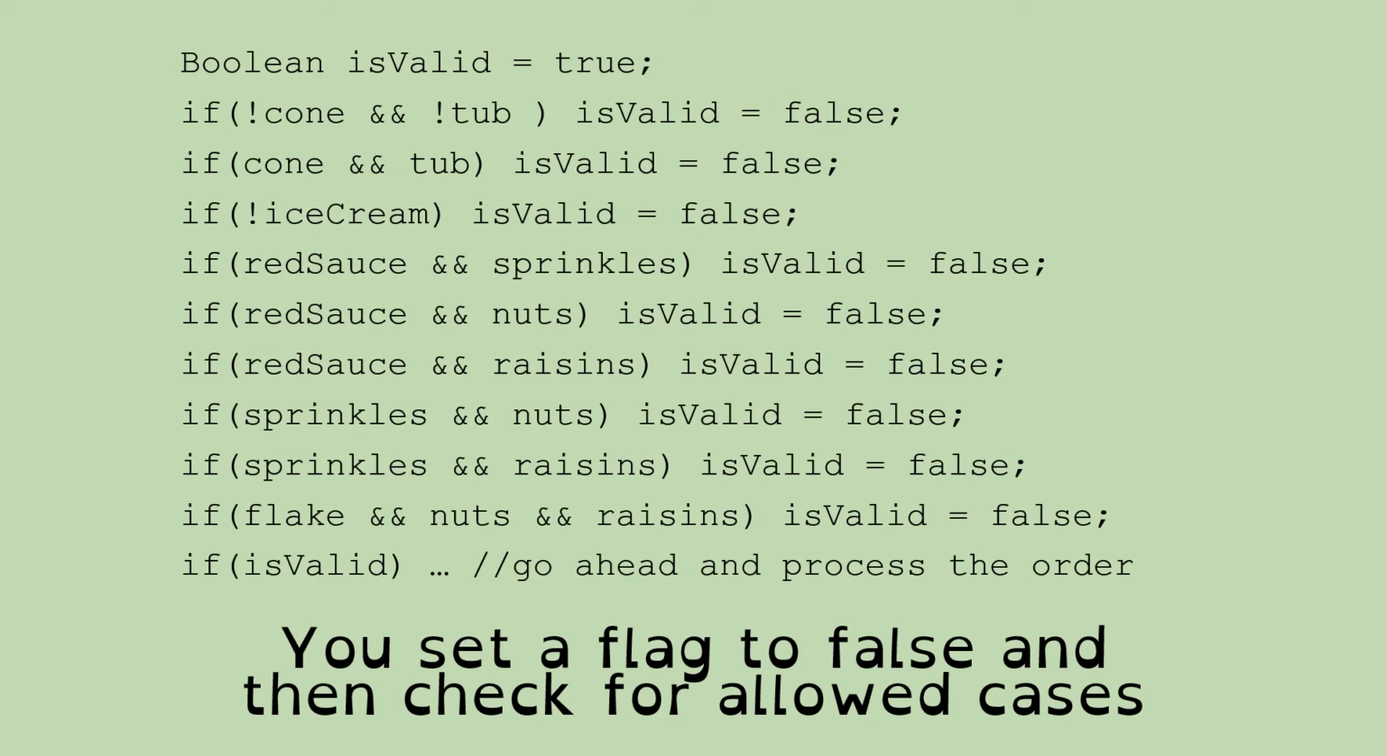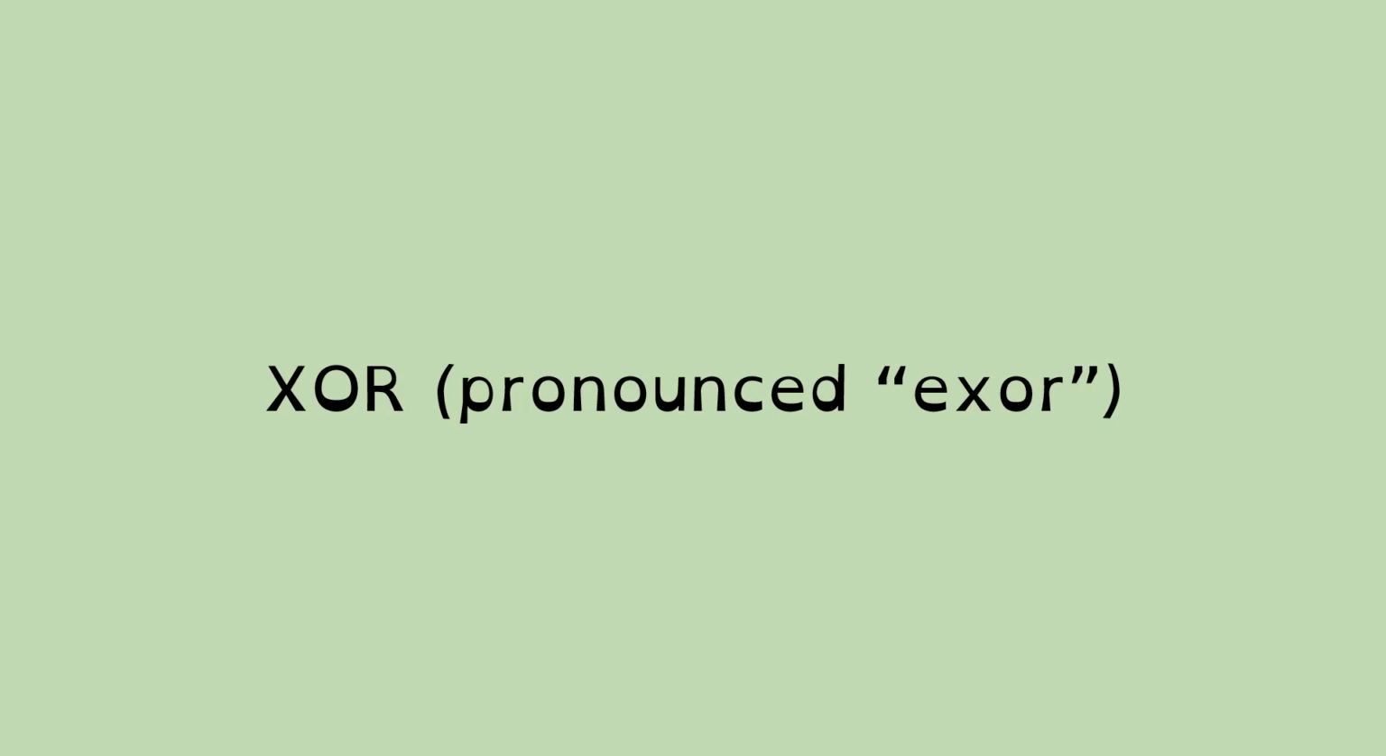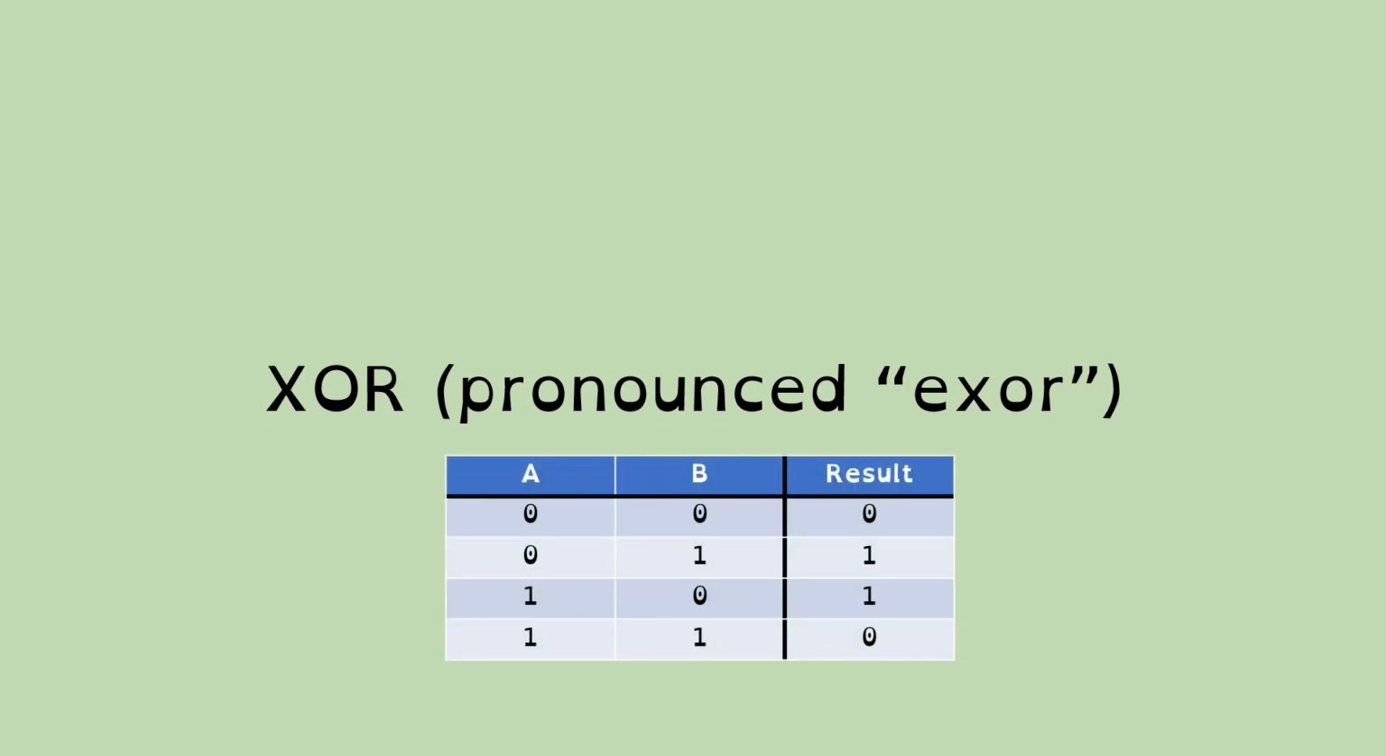So we're just going to do one last thing, which is not relating to the programming, but it is relating to the Boolean logic. We're going to introduce a new Boolean operator, which is called XOR. And this means A or B, but not A and B. Let's show this in a truth table. We've got four possible combinations. The results that give us a true result are when A is false and B is true, or when A is true and B is false.